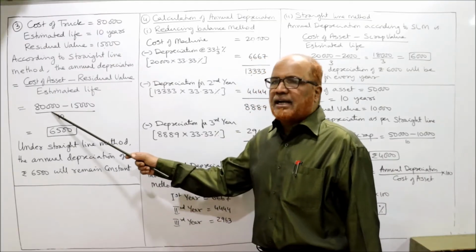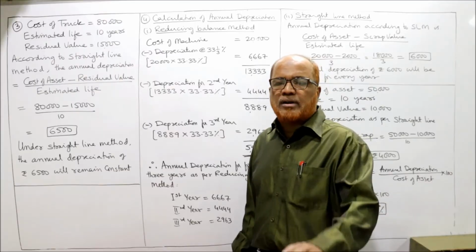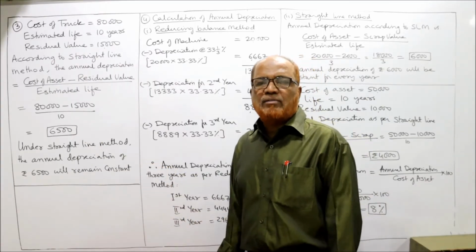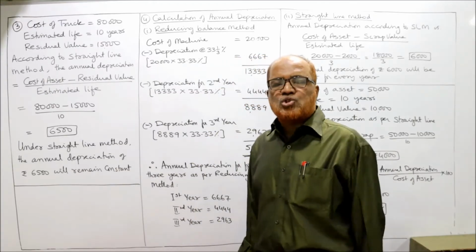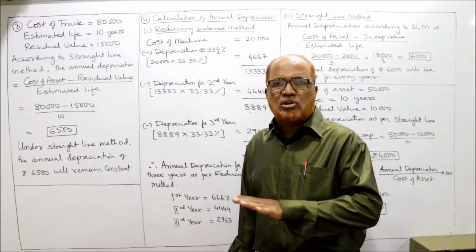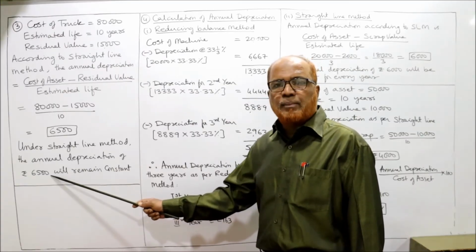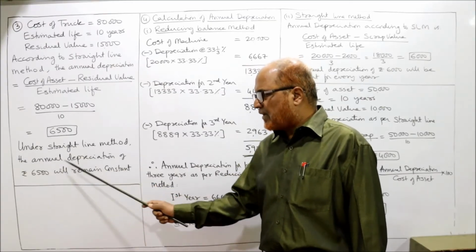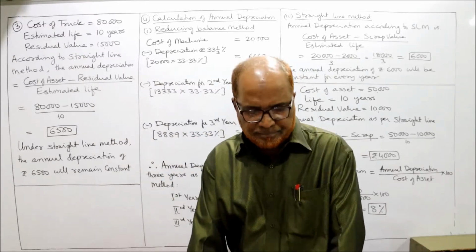The cost of the truck 80,000. Residual value 15,000. Scrap value or residual value means the same. Divided by estimated life. So 6,500 rupees is the annual depreciation. And according to straight line method, the annual depreciation will remain constant every year. Every year it will remain the same. So under straight line method, the annual depreciation of 6,500 will remain constant. That's all. This is the end of problem number 3.